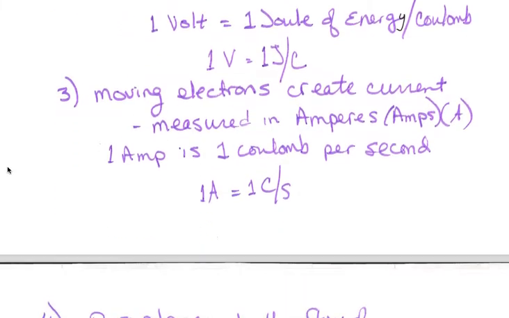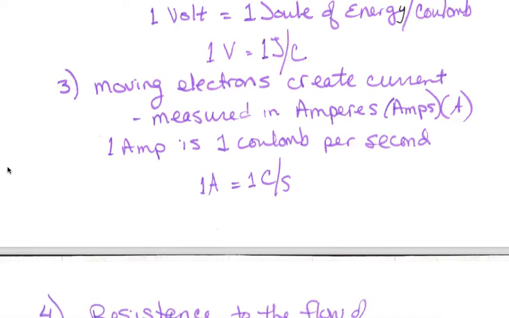Once these electrons get moving, they create current in the wire, and this amount of current is measured in amperes or amps. And 1 amp, 1 amperage of flow, is 1 coulomb per second. So 1 amp is 1 coulomb per second. How many electrons are flowing? How much charge is flowing per second?